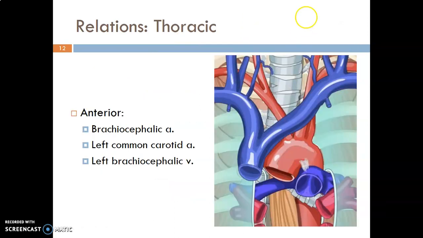Then we move to the thoracic part. This is the part of the trachea that is in the superior mediastinum before its bifurcation at the sternal angle of Louis. So what are the relations?